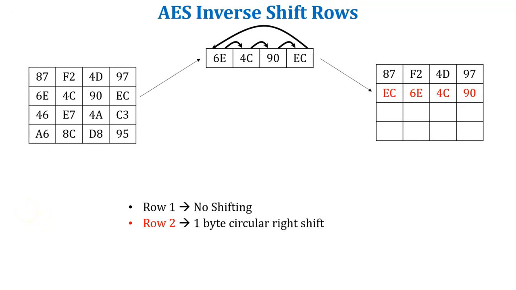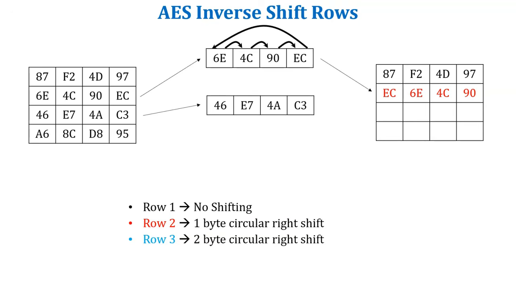Next rule is row 3, perform 2 byte circular right shift. Let's start with the first value 46. It performs 2 byte circular right shift and moves to the third position of the row. Next value is E7. It performs 2 byte circular right shift and moves to the last position of the row. Next value is 4A. It performs 2 byte circular right shift and moves to the first position of the row. And the last value is C3. It performs 2 byte circular right shift and moves to the second position of the row.